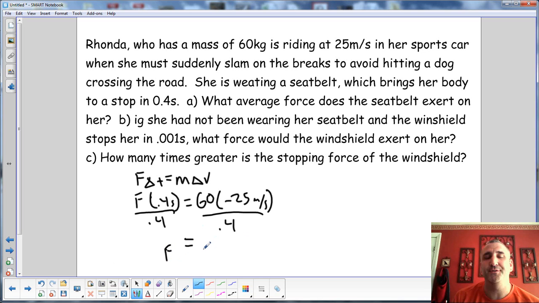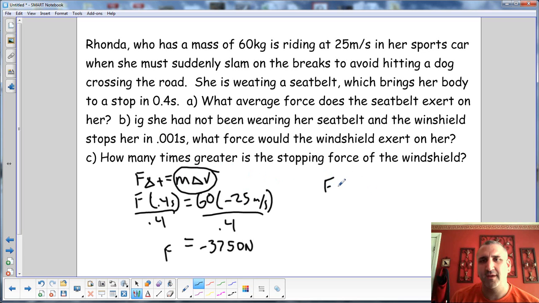Part B, if she had not been wearing a seatbelt and stops in 0.001 seconds, what's the force that we're dealing with now? Well, the mass times the change in velocity doesn't change, so we're still dealing with F times, well, we'll get to that in a second. The 60 times the negative 25 doesn't change. The time is what changes, so 0.001 seconds.